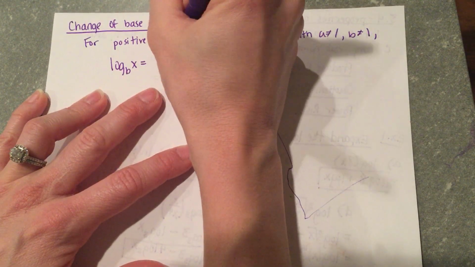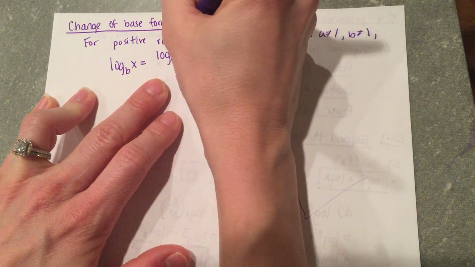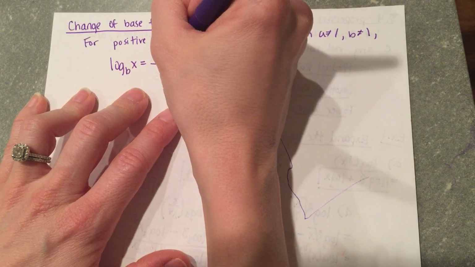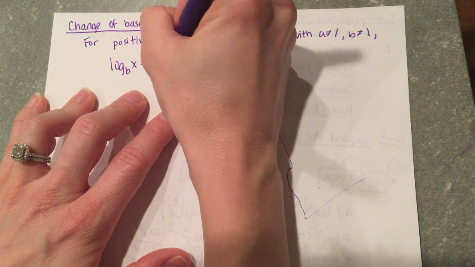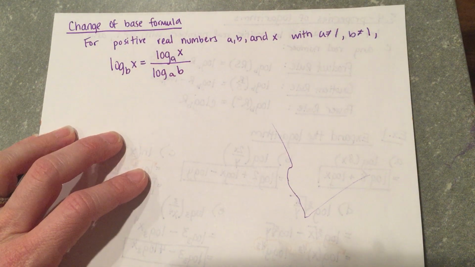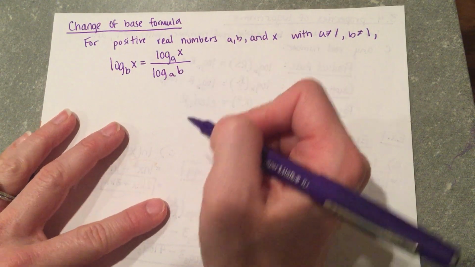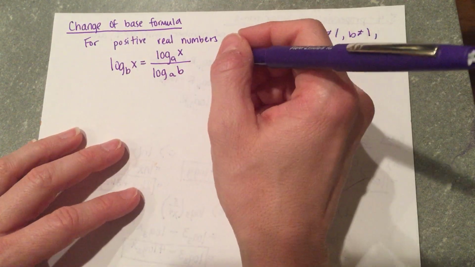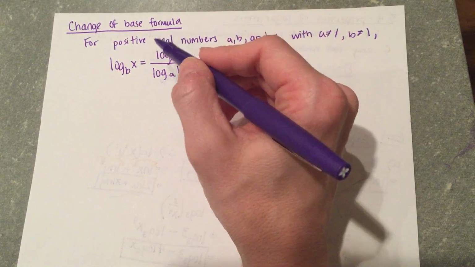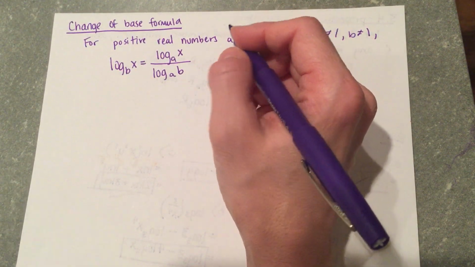So let's say we want to change it to the base of a. Log base b of x is the same thing as the log base a of x over the log base a of b. Okay? So we've changed the base from b to a. And you may be asking, why would I ever want to do that? Really the main reason is for calculator purposes, because our calculator doesn't have log base 2. It has the common log, which is a base of 10, and it has natural log, which is a base of e.